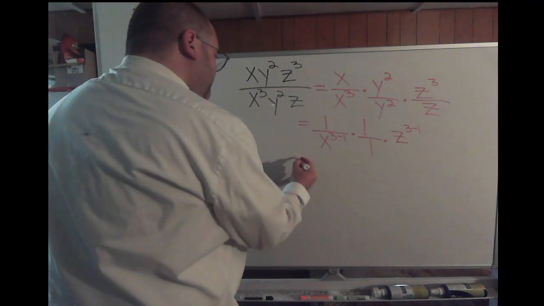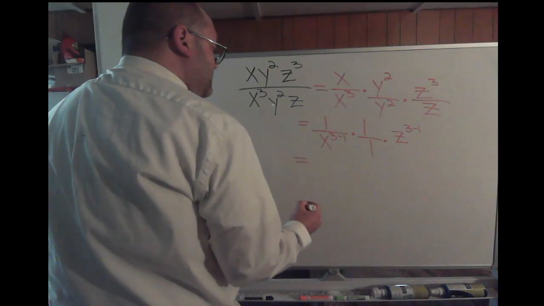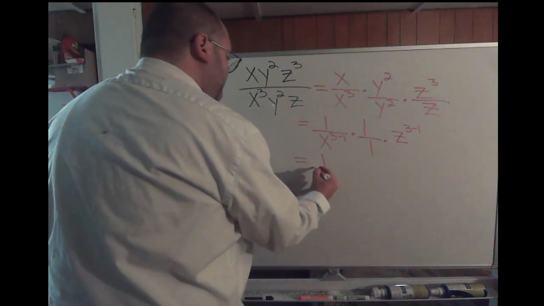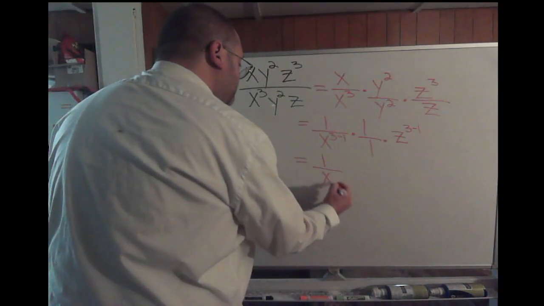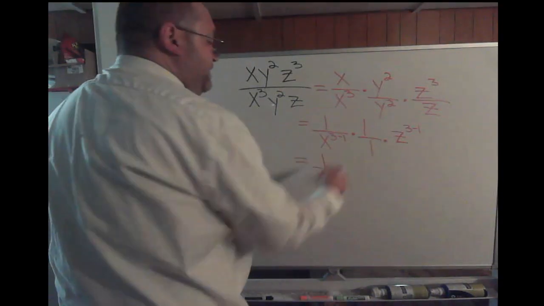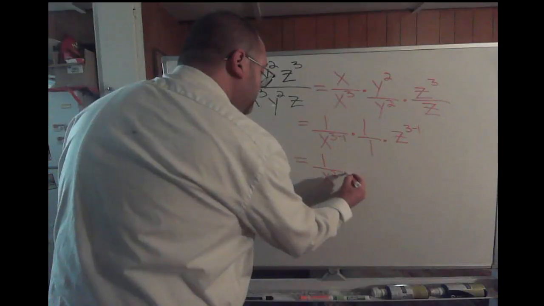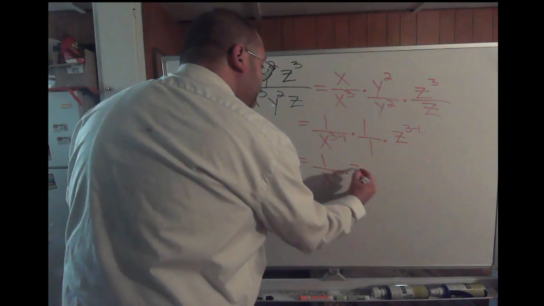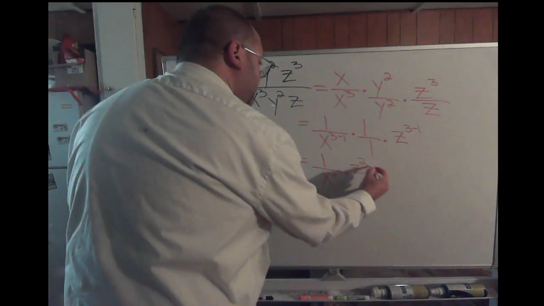So what you'll end up having here, if you simplify this, you'll have 1 over x to the 3 minus 1. That'd be 1 over x squared. I don't even think we need to repeat the 1 over 1. That's gone, it's 1. You'll have that times z to the 3 minus 1, which is z squared.